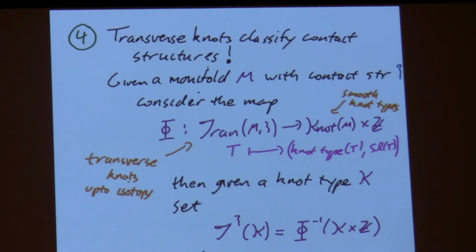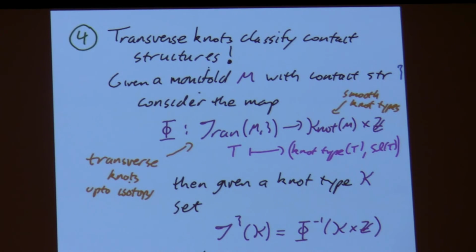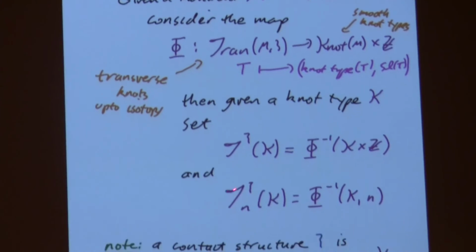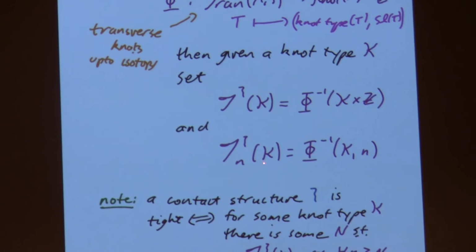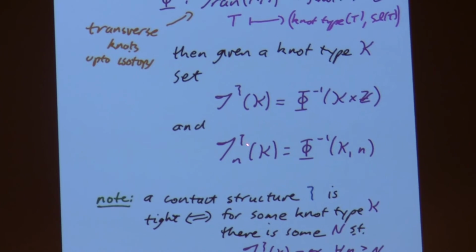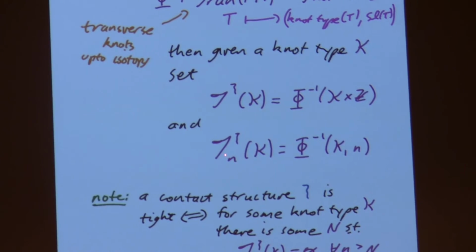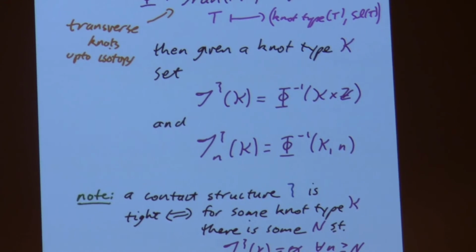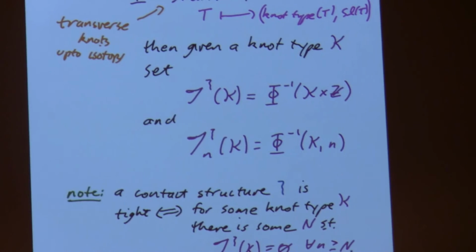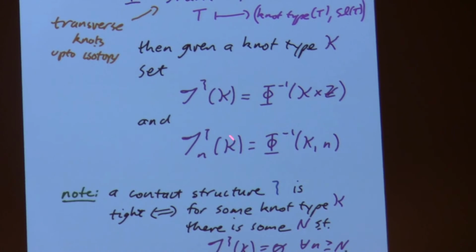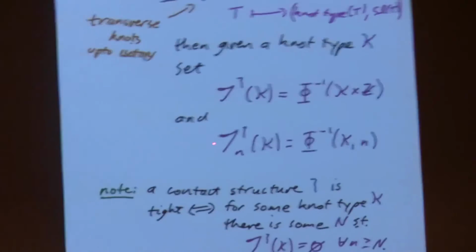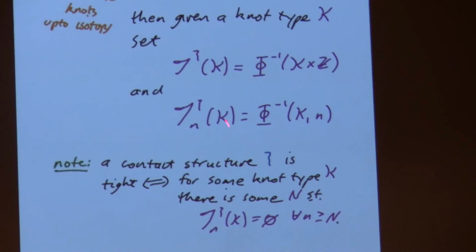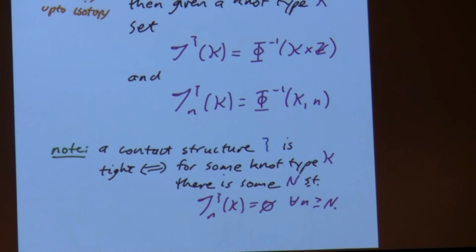But first, let me not go through all of this. Let me just look at this thing right here. What is script T, C, N, K? This is all of the transverse knots in the contact structure C in the knot type K with self-linking number N. Okay? So you fix the knot type, you fix the self-linking number, and you look at all the transverse knots up to transverse isotopy. And it turns out you always get some finite set here, well, in a tight contact structure. You get a finite set there.